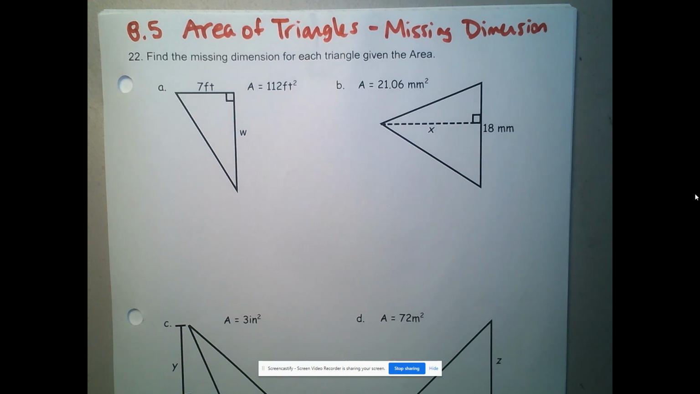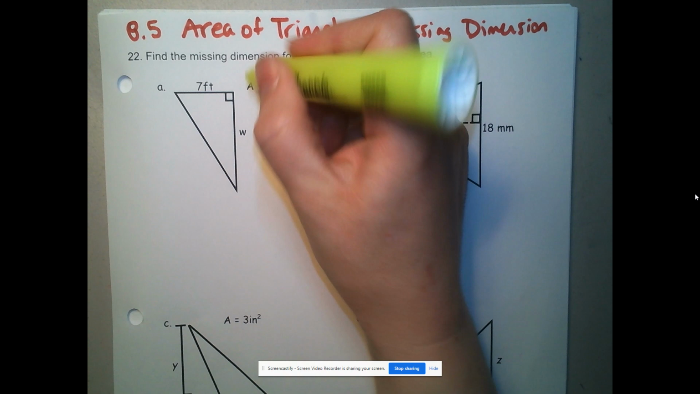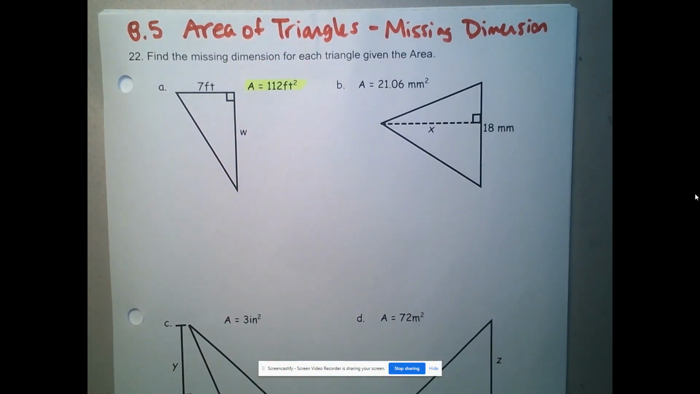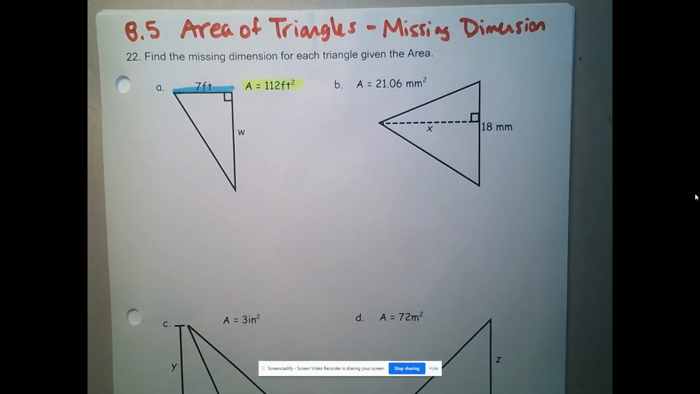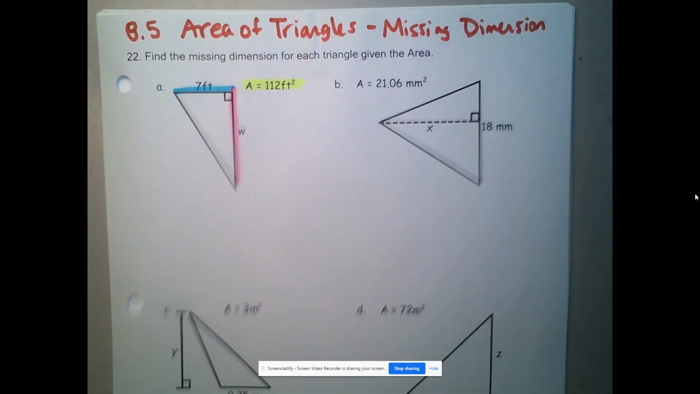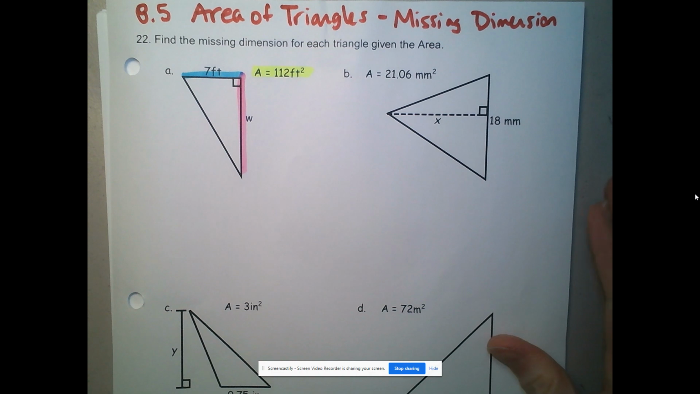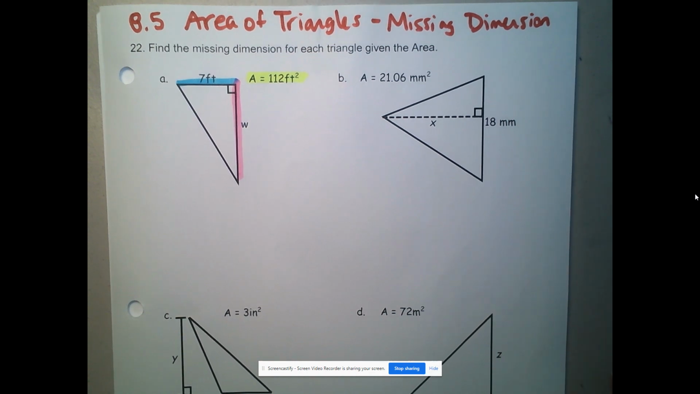So if you have a triangle and you know the area, and then you look at the picture of the triangle and you can identify the base and you can identify the height, and they make a 90-degree angle, but you'll notice one of those, either the base or the height, is not there. It's missing. It's a variable. So what we're doing today is looking for that missing dimension.